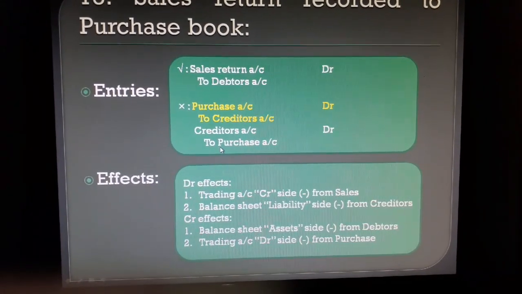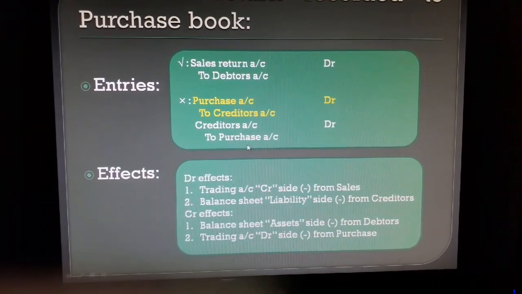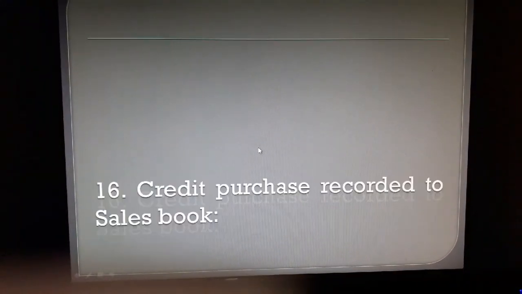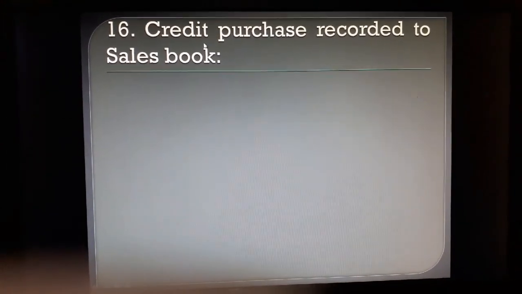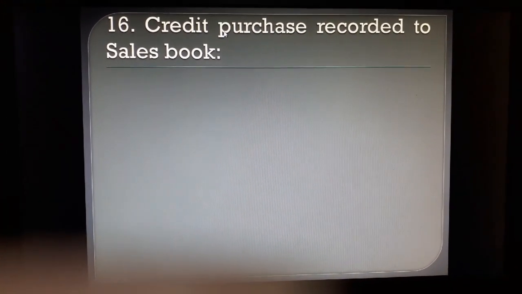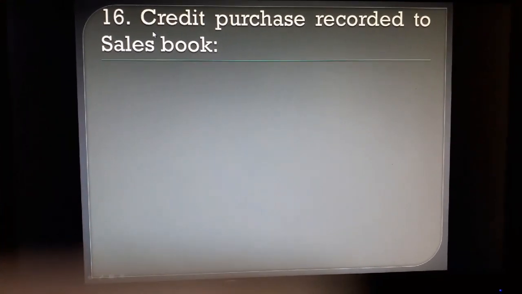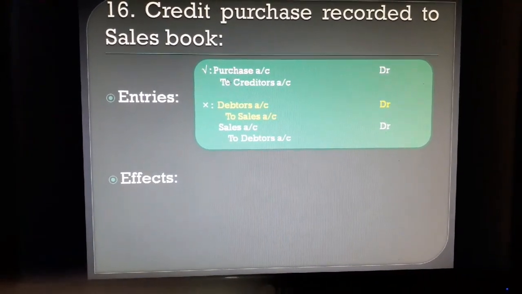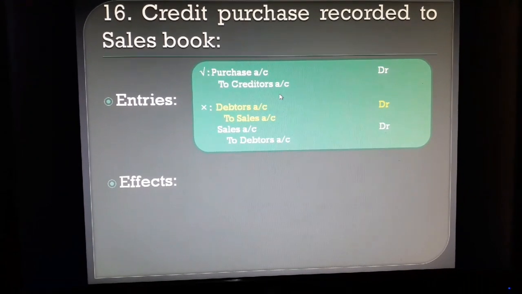And the other credit effect is trading account debit side, minus from purchase, because this purchase is wrongly recorded, that's why minus from purchase. The next point is credit purchase recorded in the sales book. It means what is correct? Credit purchase. This credit purchase transaction is wrongly recorded in the sales book, that means it is recorded as credit sales. Again we have to move in the same process. First we have to frame the correct entry. So the entry for credit purchase is purchase account debit to creditors account.